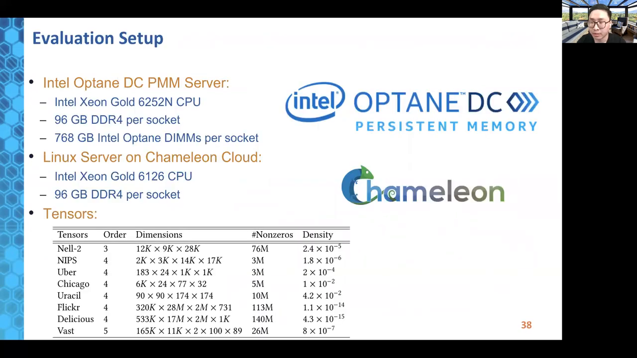In the evaluation, we employed Intel Optane DC PIM server configured with Intel Xeon Gold CPU, 96 GB DDR4, and 768 GB Intel Optane DIMMs per socket. We also test Sparta on a general Linux server on Chameleon Cloud configured with Intel Xeon Gold CPU and 96 GB DDR4 per socket. The input tensors are from FROSTT dataset and HaTen2 and iTensor.